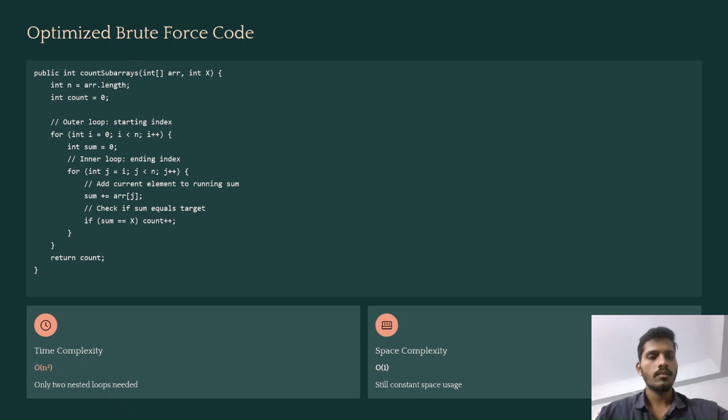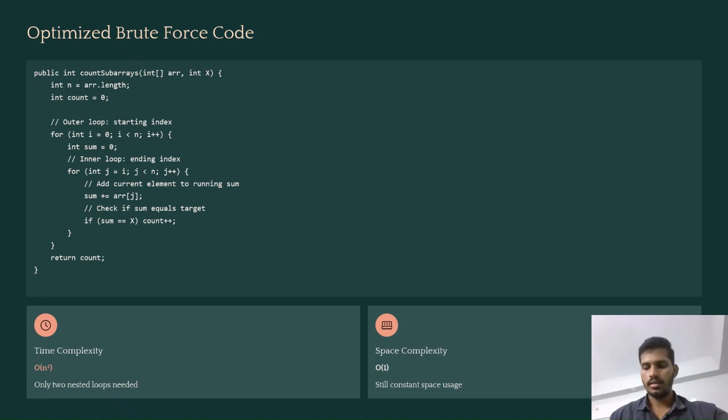Let's build a code for it. Again it's as usual, we'll initialize a counter variable with 0, and this time we only use two loops. One is for the starting index and another is for the ending index. We didn't use a third loop because we are adding the new element directly to the sum. So we don't need a third loop.